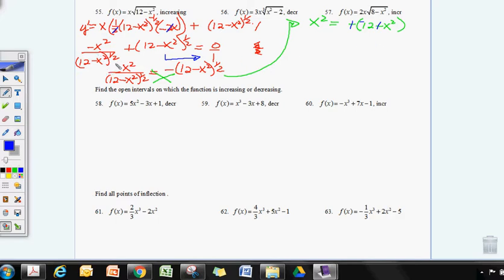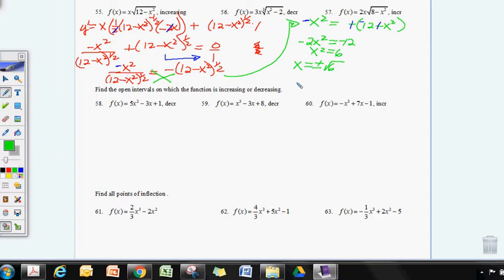I have to apologize. This had a negative hooked onto it and I dropped it, so this has a negative hooked onto it because I knew it was supposed to work out. So when I do this, I get -2x squared would equal -12. x squared would equal 6. X is going to equal plus and minus the square root of 6.